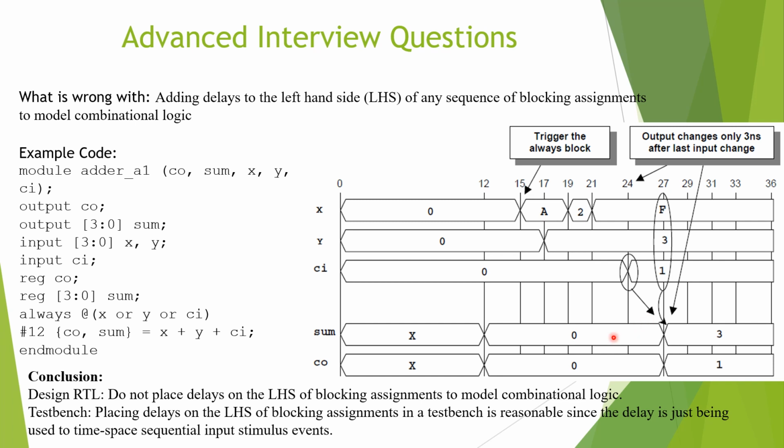So this way of adding delays to the left-hand side of any sequence of blocking assignments to model combinatorial logic is not correct. The conclusion is, when you are designing RTL, do not place delays on the left-hand side of blocking assignments to model combinatorial logic. But on the other hand, if you are writing a test bench, placing delays on the left-hand side of the blocking assignment in a test bench is reasonable, since the delay is just being used to time space sequential input stimulus events.